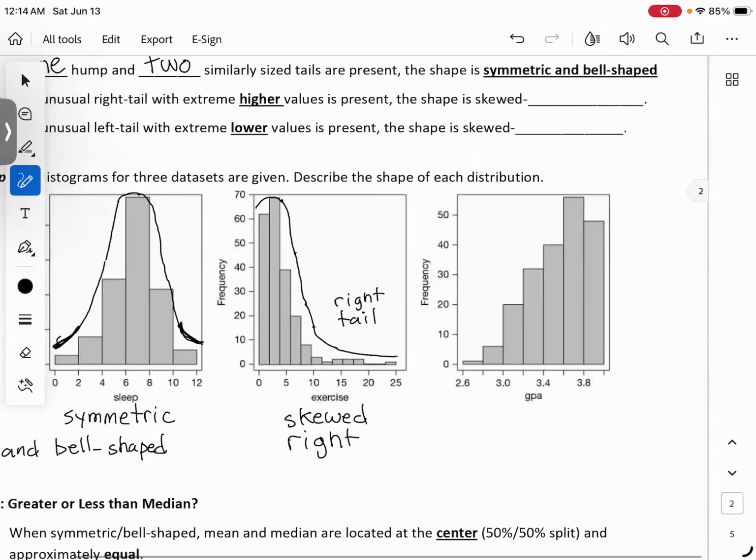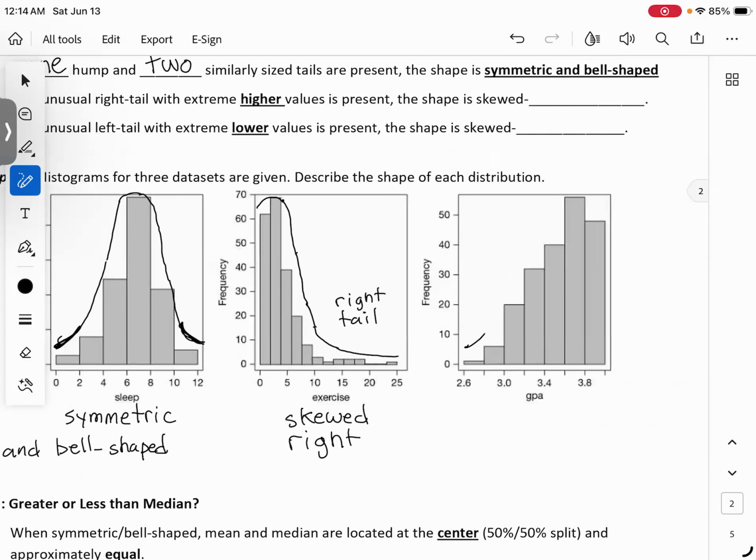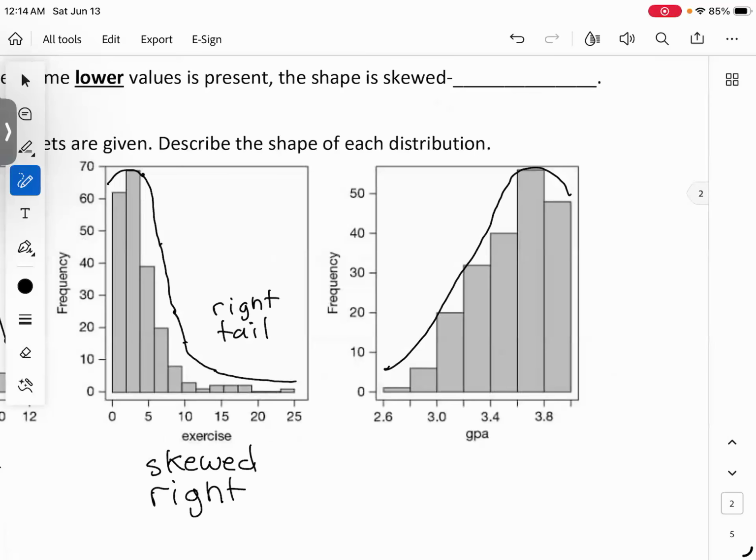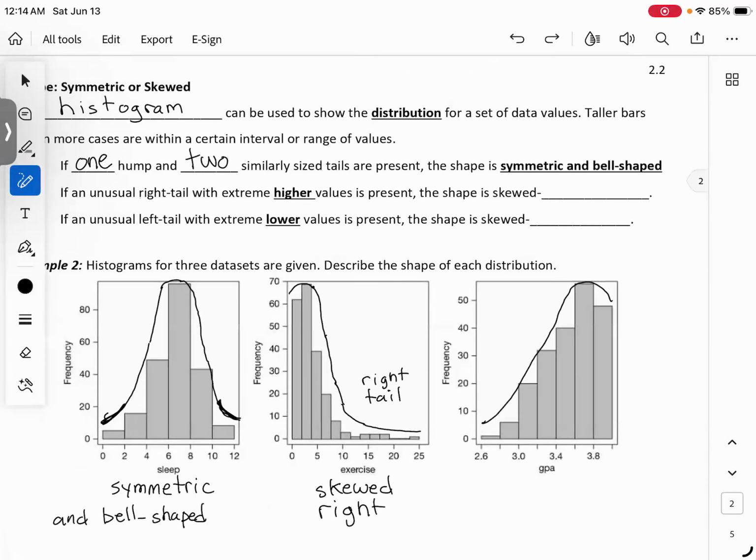As opposed to this one over here, this is its tail right here on the left. And then you got this hump where most of the data is. So most of the students had a GPA of about 3.4, 3.5, 3.6. And thankfully, rare or very few had these smaller GPAs. So you've got skewed right if it's got a right tail, you've got skewed left if it's got a left tail.